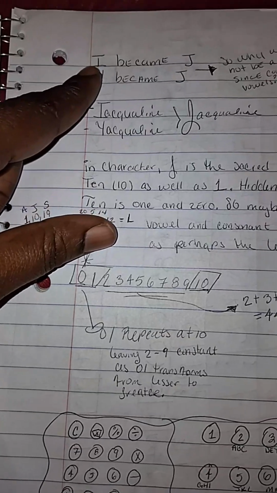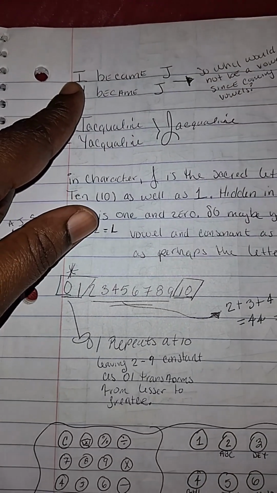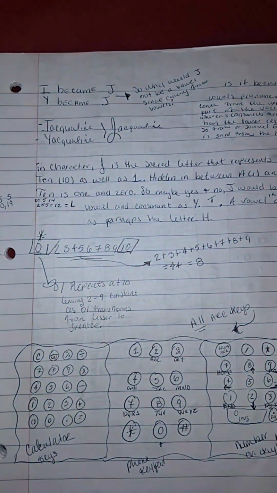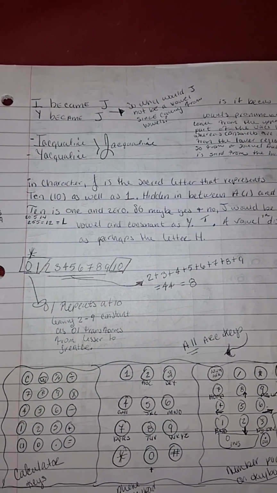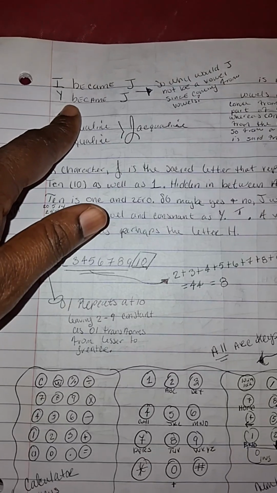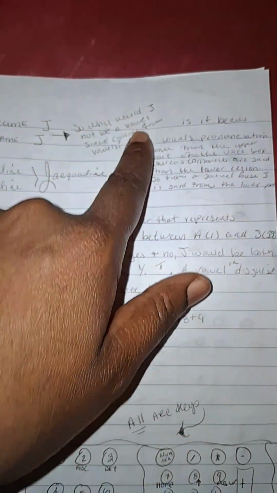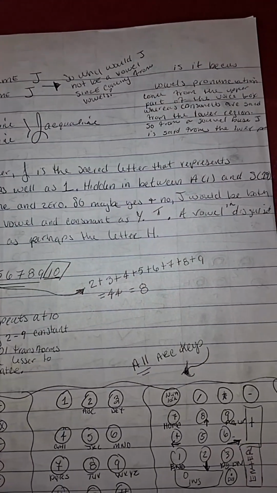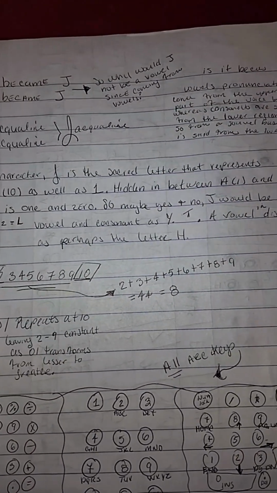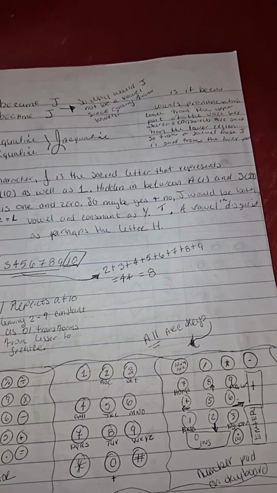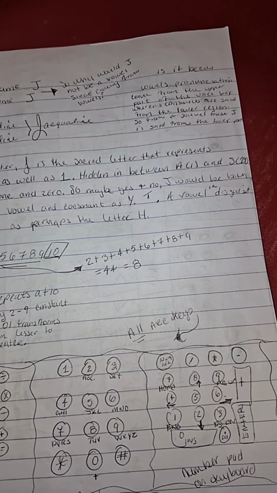But then I also found out that I played that same role as well. So then I was just curious in my head. I'm like, okay, so if I became J and then Y became J, I and Y are seen as vowels. So why wouldn't J be considered as a vowel? And then I'm like, maybe J is a vowel that is disguised as a consonant.